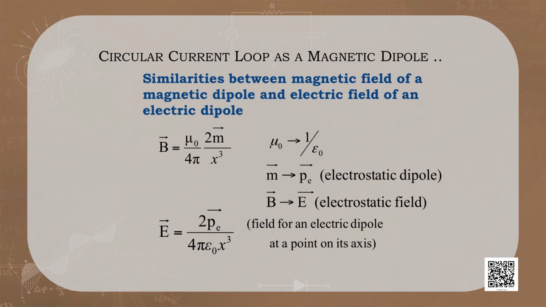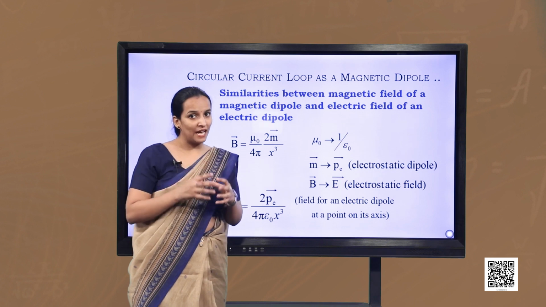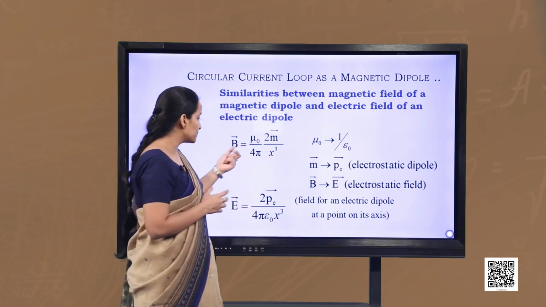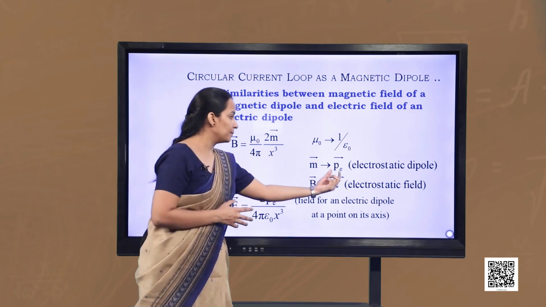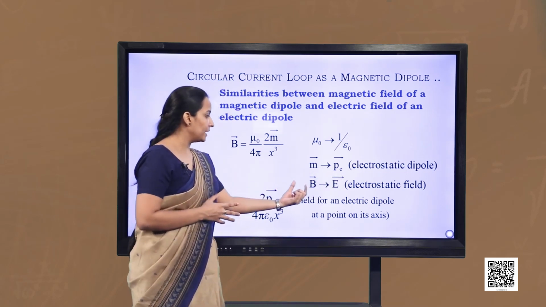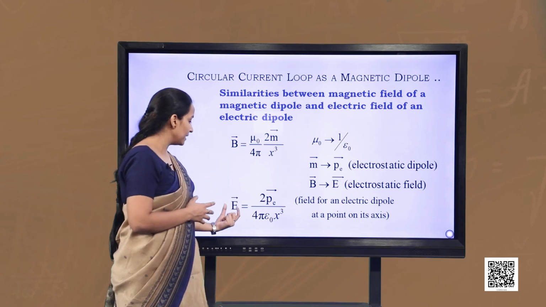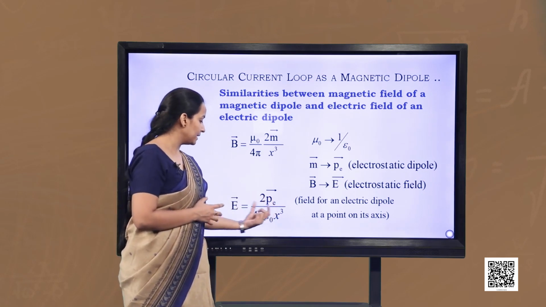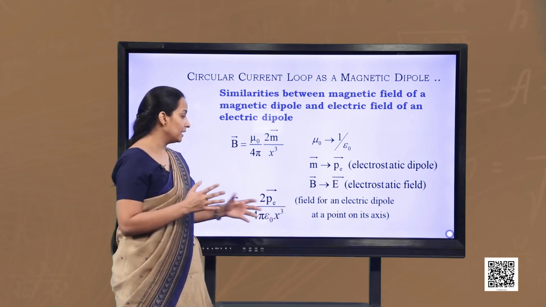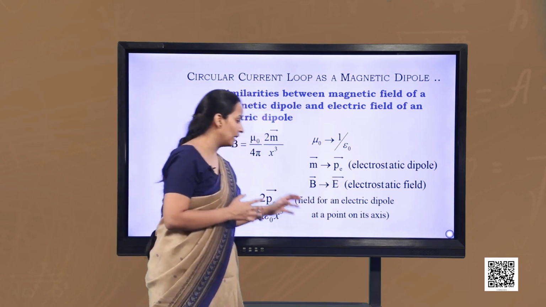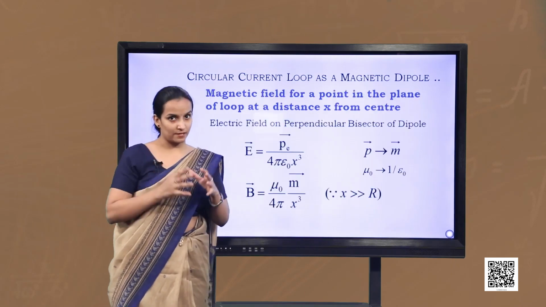Let's recall the expression obtained for the electric field of a dipole. The similarity may be seen if we substitute mu naught by 1 by epsilon naught, m by Pe, and B as E. Then I can have E equals 2 Pe divided by 4 pi epsilon naught x cube, which is nothing but the field for an electric dipole at a point on its axis.